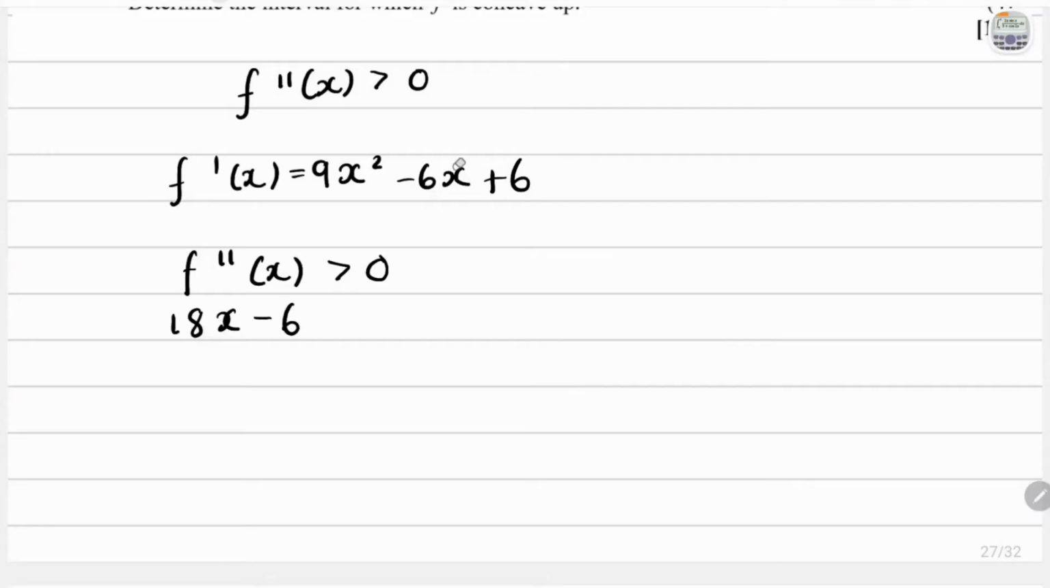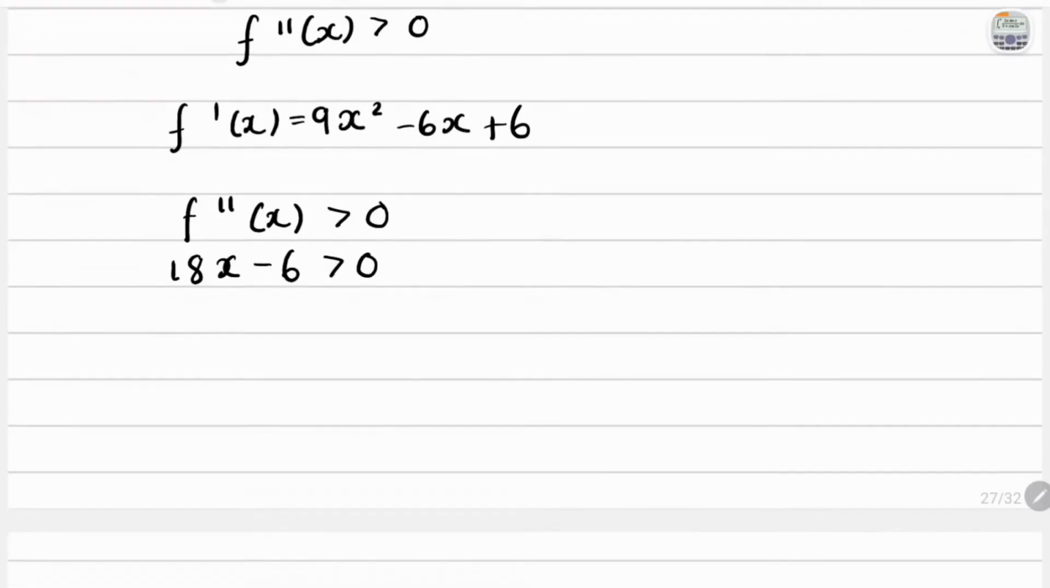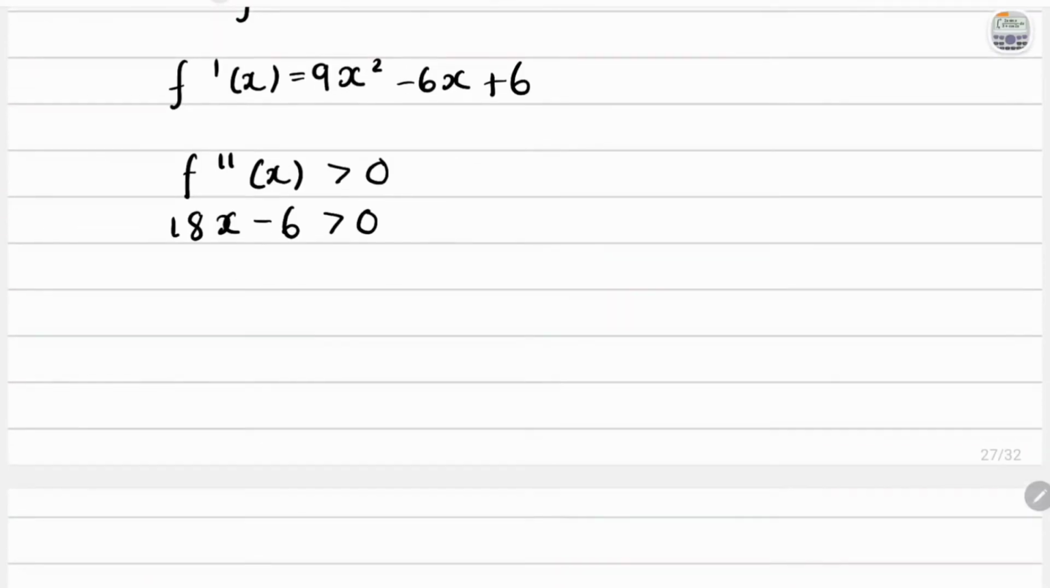And then minus 6, and the x falls away. So this is greater than 0. Okay, so now that we have this, we can go ahead and solve for this inequality. Please note, this is a linear inequality. It's not a quadratic inequality, so there is no confusion with this.